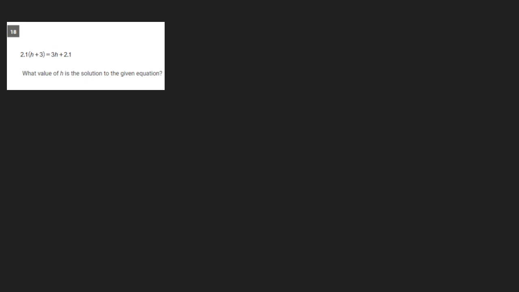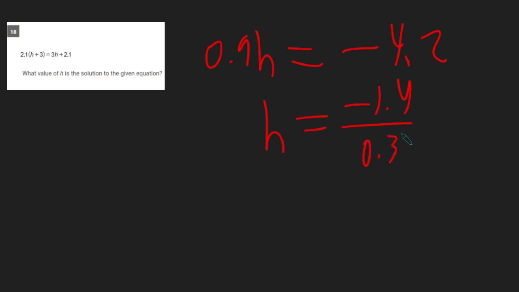Next question. What is the value of h in the solution of the given equation? Well, we just find h, right? And this means that 0.9h equals, let's see here, negative 4.2. So this means that h equals negative 1.4 over 0.3, and this equals, is this even right?